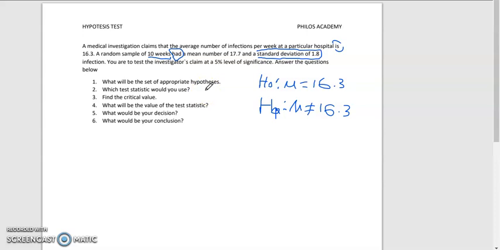Now let's go to question 3. Question 3 says, find a critical value. To find a critical value, this is how it is done.